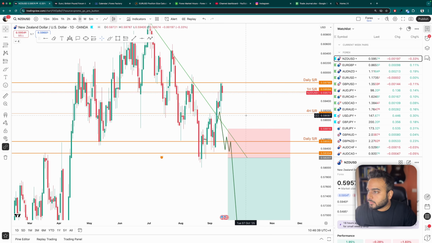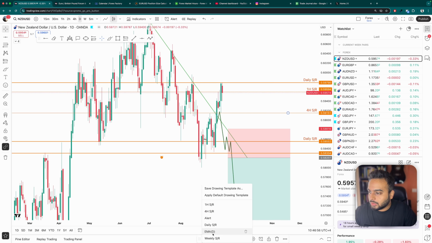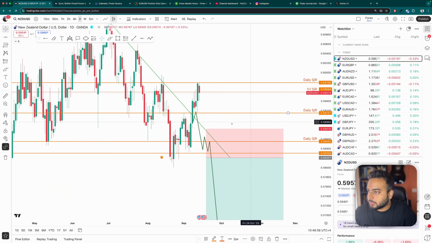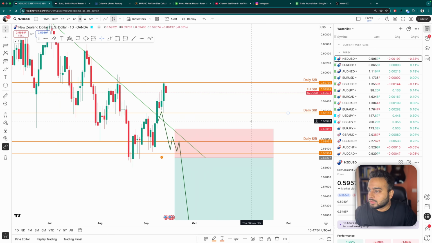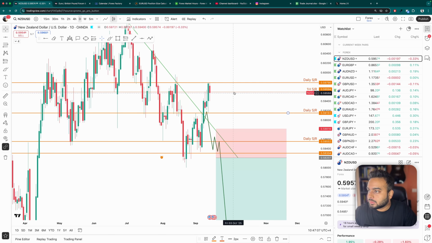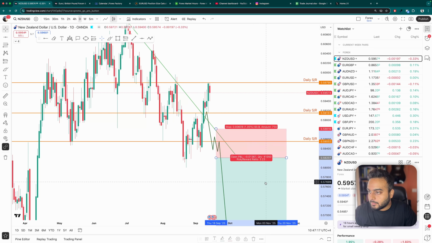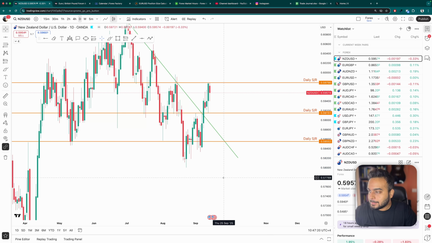Now next, I think this is a good support right here on the daily timeline as well, not just 4 hour. So we'll mark this because we have one, two, three, four touches, which is good enough. And let's remove this 1 hour support resistance line for now. Let's also remove these.